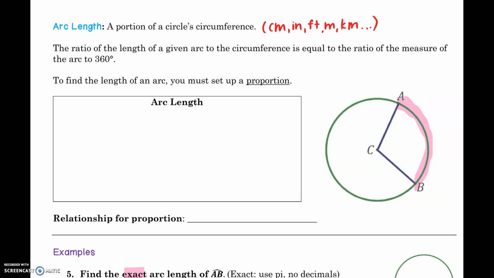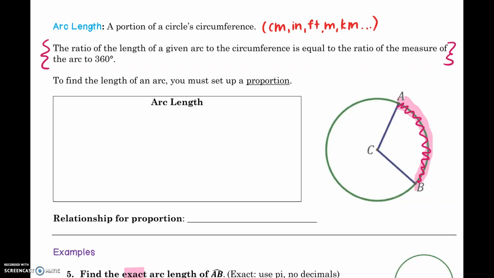So when we are working with arc length, we know that the ratio of the length of an arc to the circumference is equal to the ratio of the measure of the arc to 360 degrees. So to find the length of an arc, we must set up a proportion. So I'm going to put this really confusing sentence into a proportion that'll be much easier to understand. If we look at the diagram to the right, if we are trying to find the length of arc AB, the proportion we're going to set up is the following.